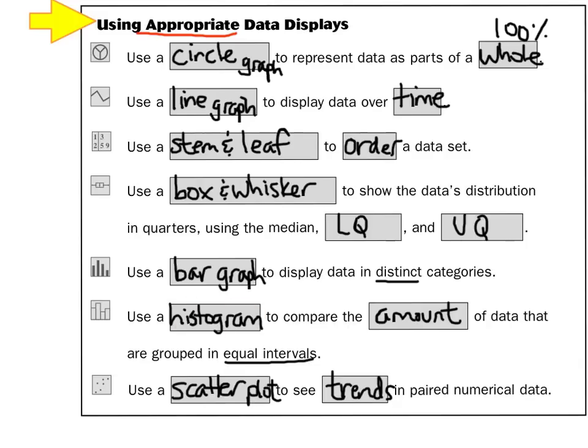Histograms are really good to compare the amount of data that are grouped into equal intervals. So remember, you can't tell me specific data items with a histogram, but you can tell me how many data items there are in a certain range. So remember the waterfalls, like we knew how many waterfalls were in the 300s or how many waterfalls were in the 400s, for example. And then scatter plots, when they're just those dots, we're looking to see trends. We want to see if there's a positive correlation between the items or a negative correlation, or there's no correlation. So we're looking for trends.